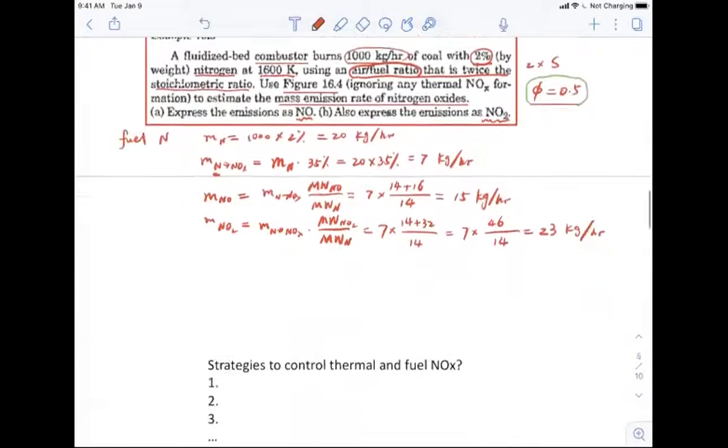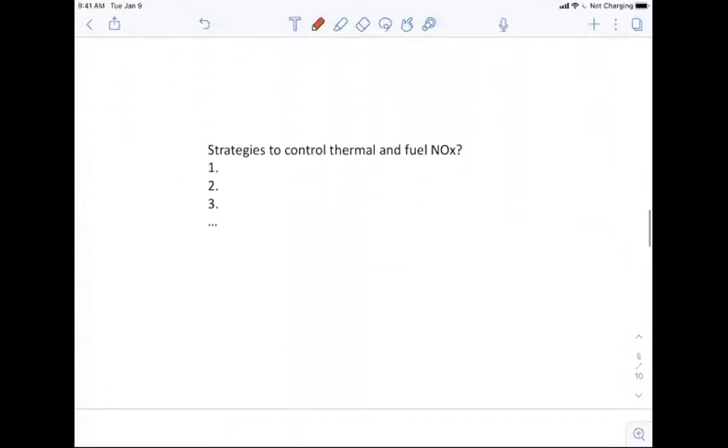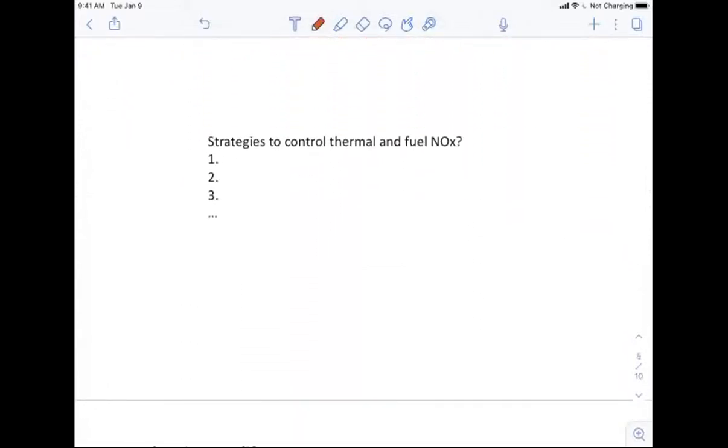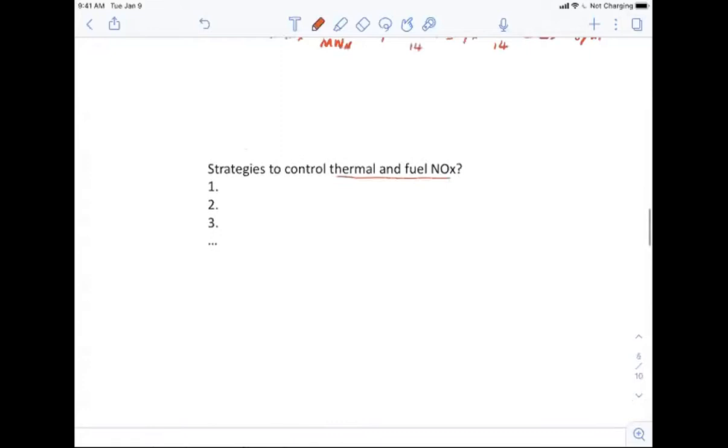All right. So now let's get back to the NOx control. If you summarize the strategies to control the thermal and the fuel NOx, we said that for the thermal NOx, we need to reduce temperature. What we could also do is reduce the residence time. And for the fuel NOx, we need to reduce the oxygen.